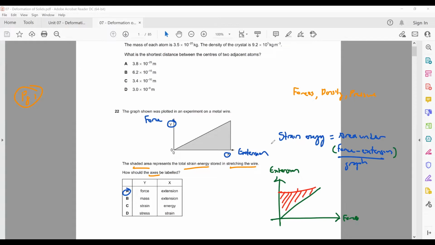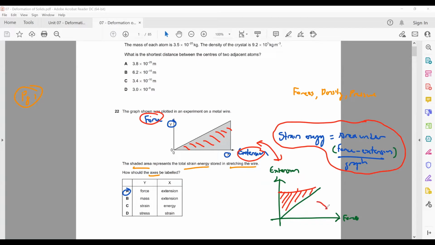Okay, so bear in mind some of the differences. Strain energy is area under your force extension graph, but depending on how the axes are arranged, you need to be careful about which area you're talking about. If it's just strictly force versus extension, then it's this area. If it's extension versus force, it's this area. Okay, you have to look at it from here to here instead. Okay, so that's just one thing I should mention to you.